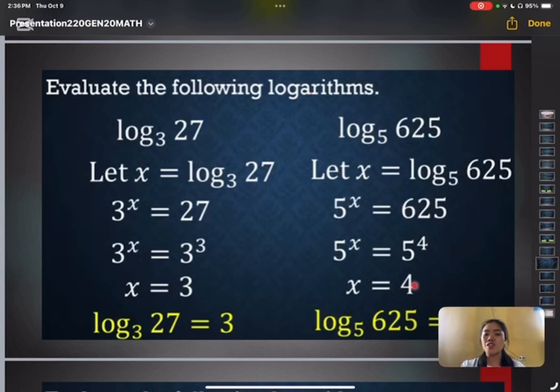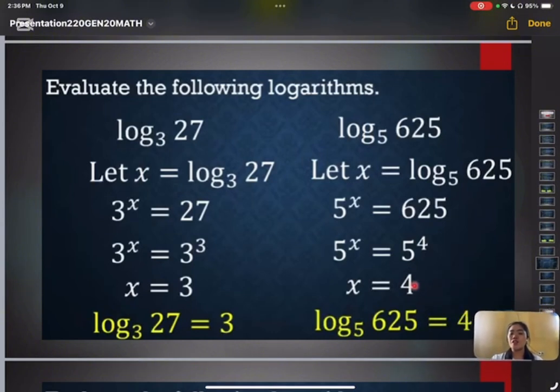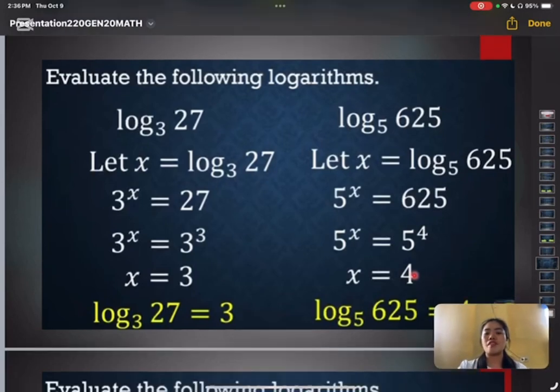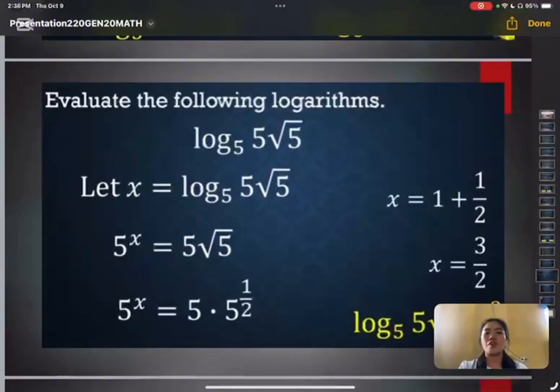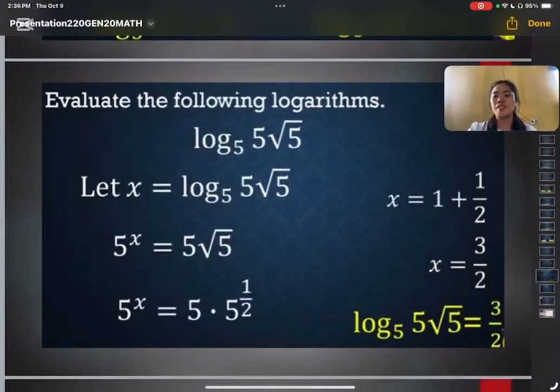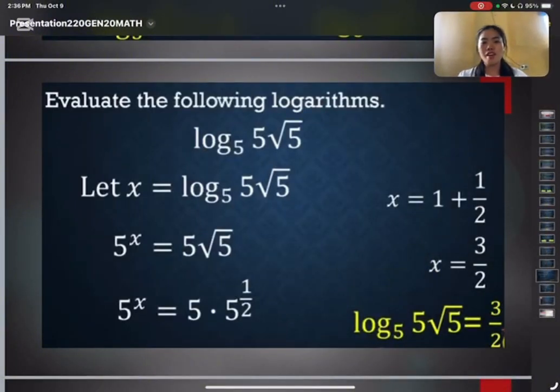So the answer would be, you have here, log 625 with base 5 is equal to 4. So let's continue. So we have here, what about log 5 square root of 5 with base 5?